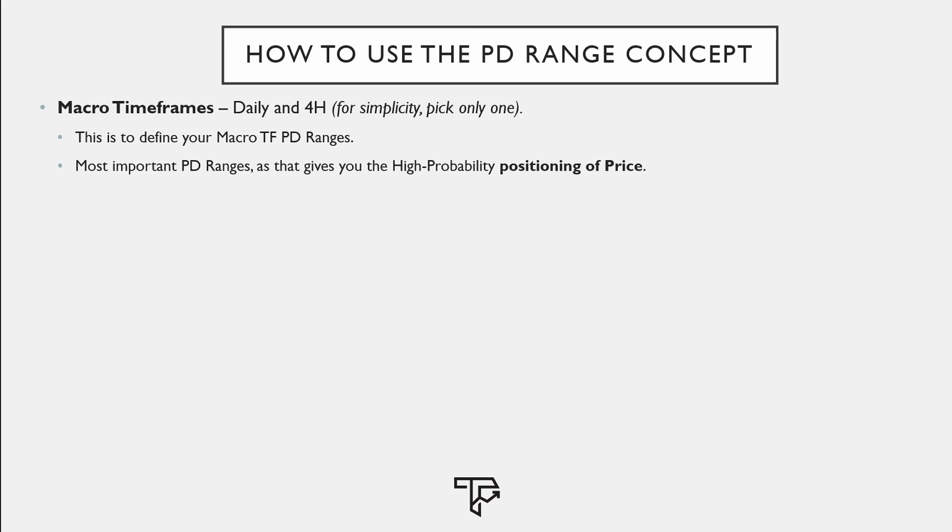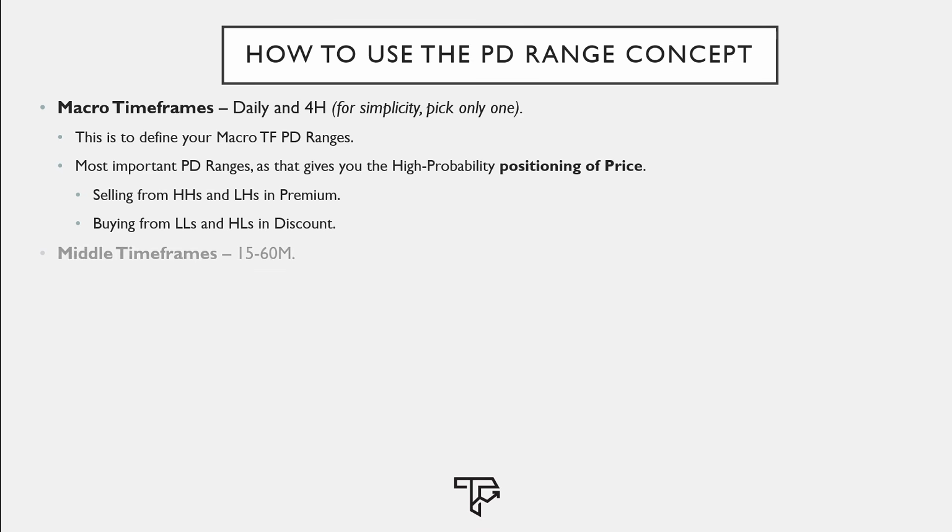So positioning of price is very, very important, because with that you're only going to be selling from higher highs and lower highs in premium, and you're only going to be buying from lower lows or higher lows in discount. So just this concept alone is going to change your game. And again, that is your macro time frame.